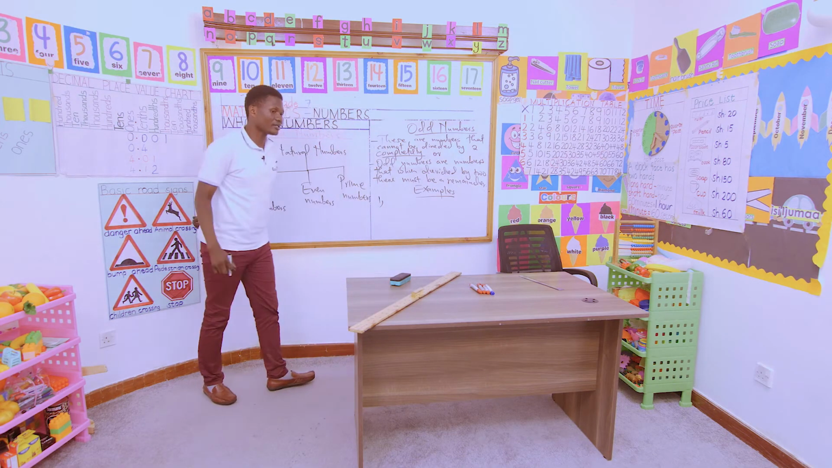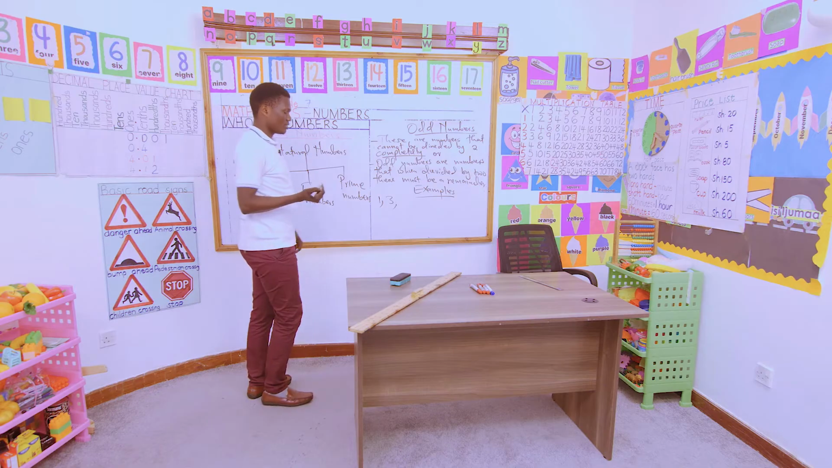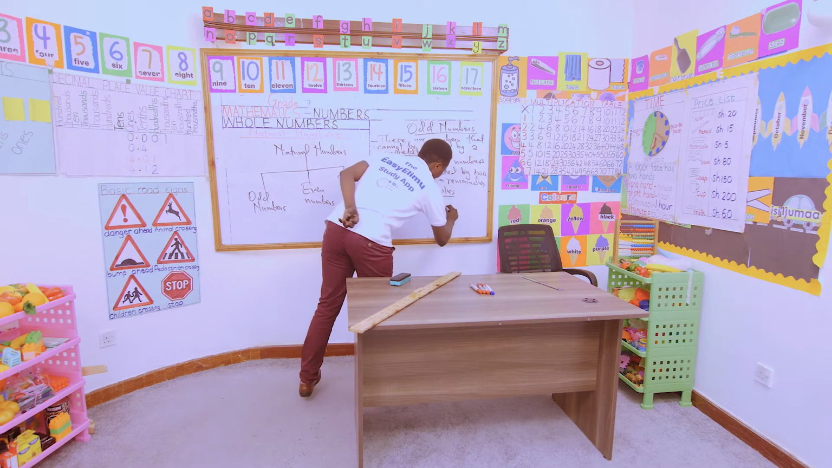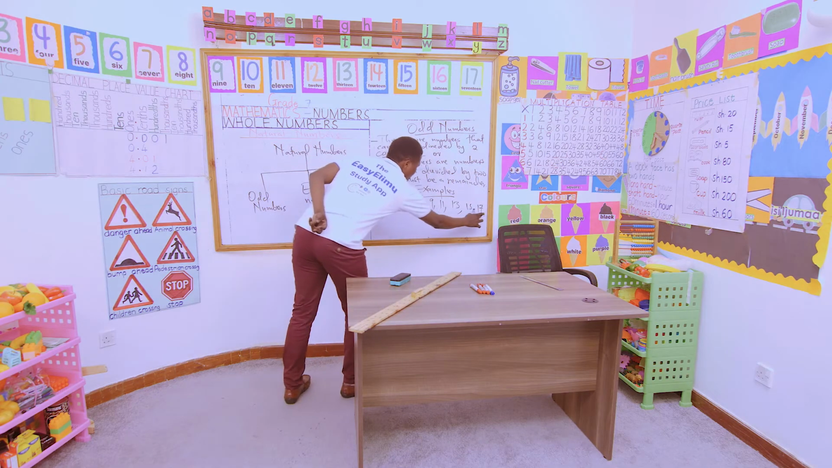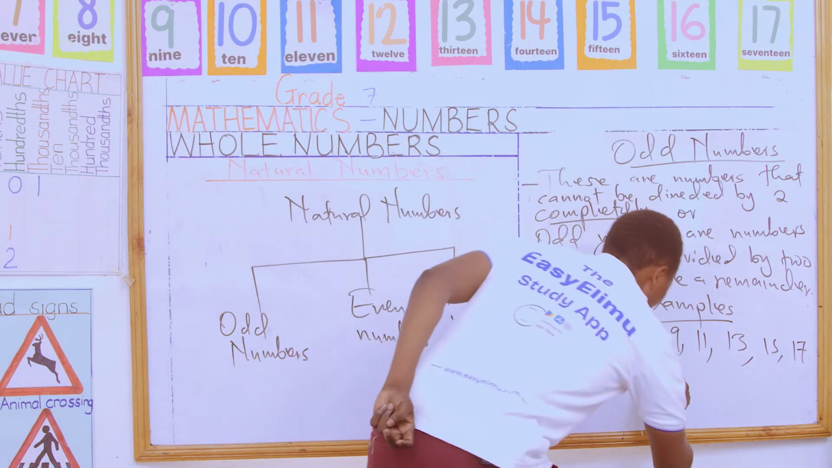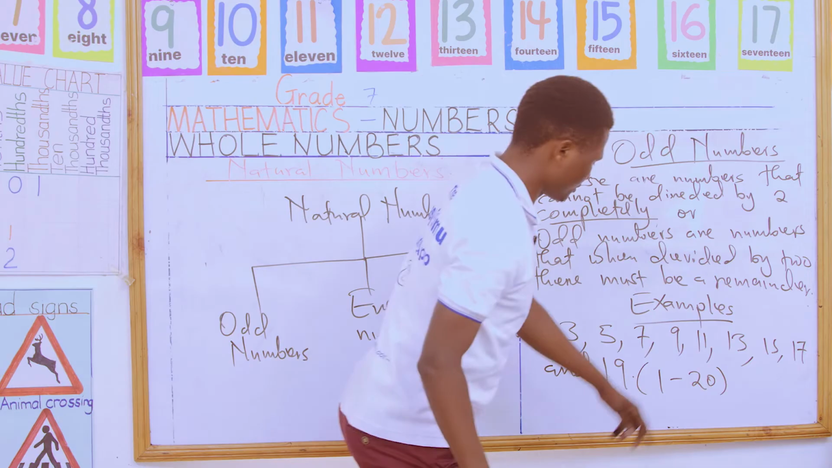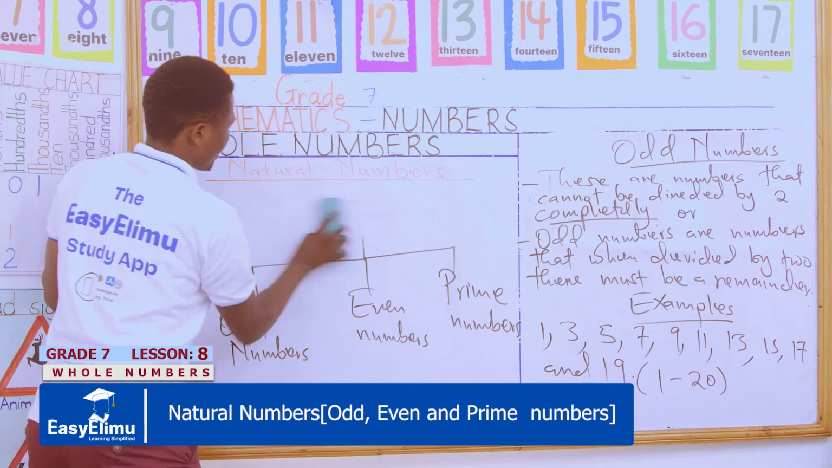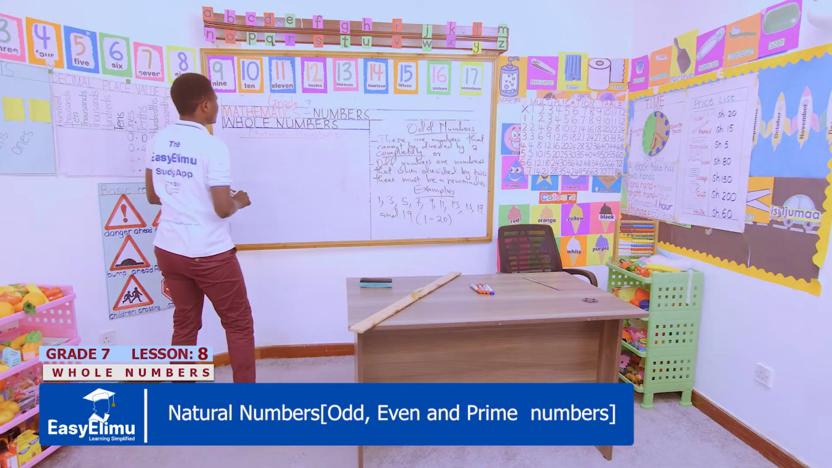We have 1. Next, 3. Next, let's maybe give examples between 1 to 20. We have 3, 5, 7, 9, 11, 13, 15, 17, and 19. So these are the odd numbers in the interval 1 to 20. We have 1, 3, 5, 7, 9, all the way up to 19. And we have said these are numbers that when you divide by 2, there must always be a remainder.